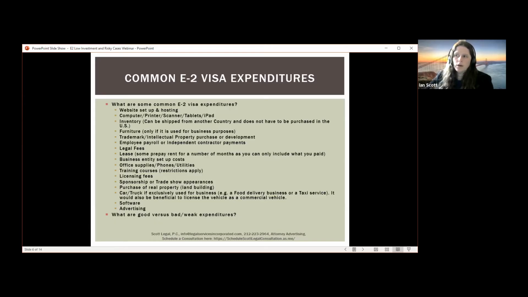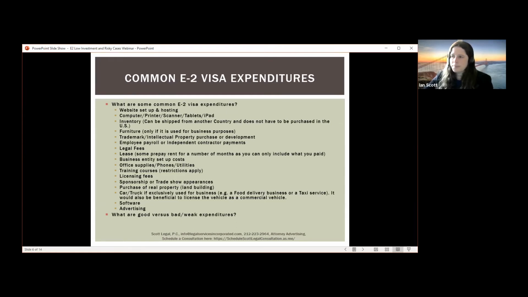So, one, website setup and hosting. Really, most businesses these days are going to have some type of website, even if it's very bare bones. And it's very common for the consular officer to Google the business or look at the URL before the interview. So it's really important to have a good website. Even if the website's not going to be a major part of your business, you want to have some kind of web presence, so the officer, when they look for you, is able to see that this is a real business.